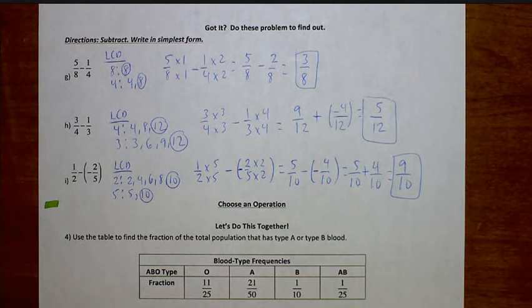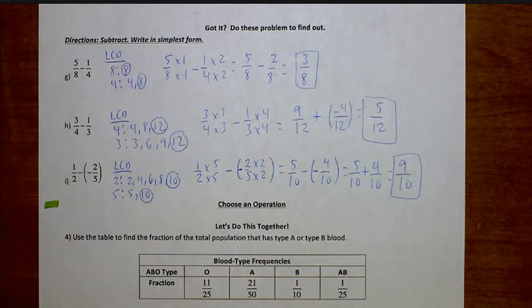All right, so we're almost done, guys. These last two problems are not too bad, and I don't think they're as complicated as what we've been doing, so hopefully this should be relatively quick. So number 4, we have this table. It's talking about blood types, type A, type B. It says use the table to find the fraction of the total population that has type A or type B blood.